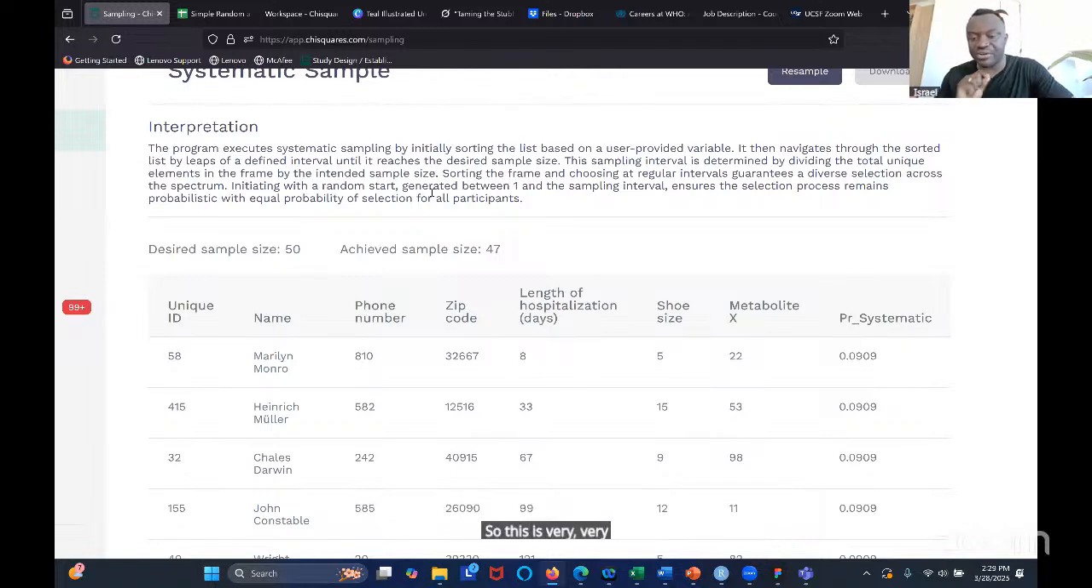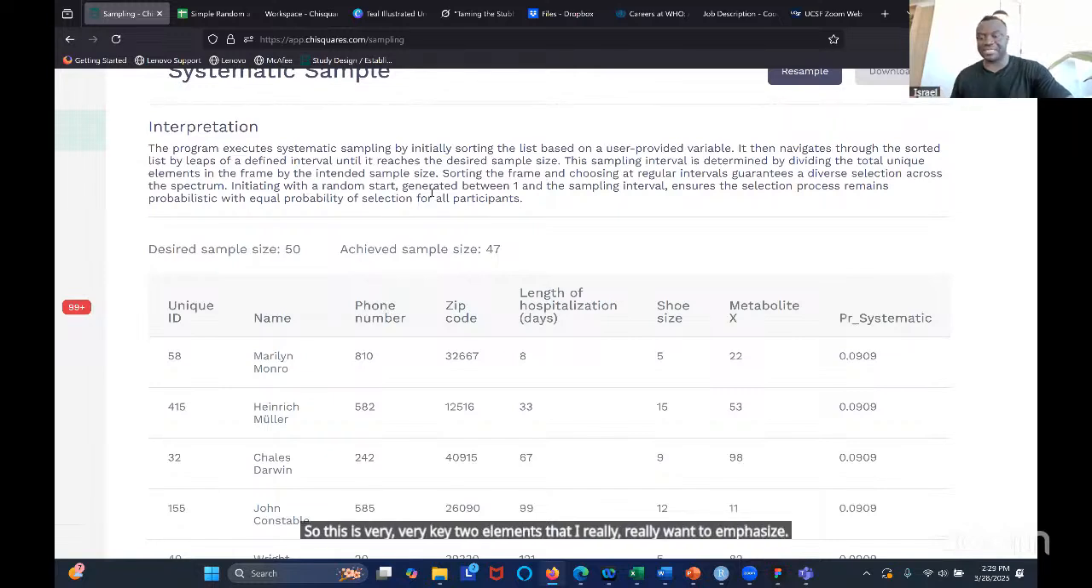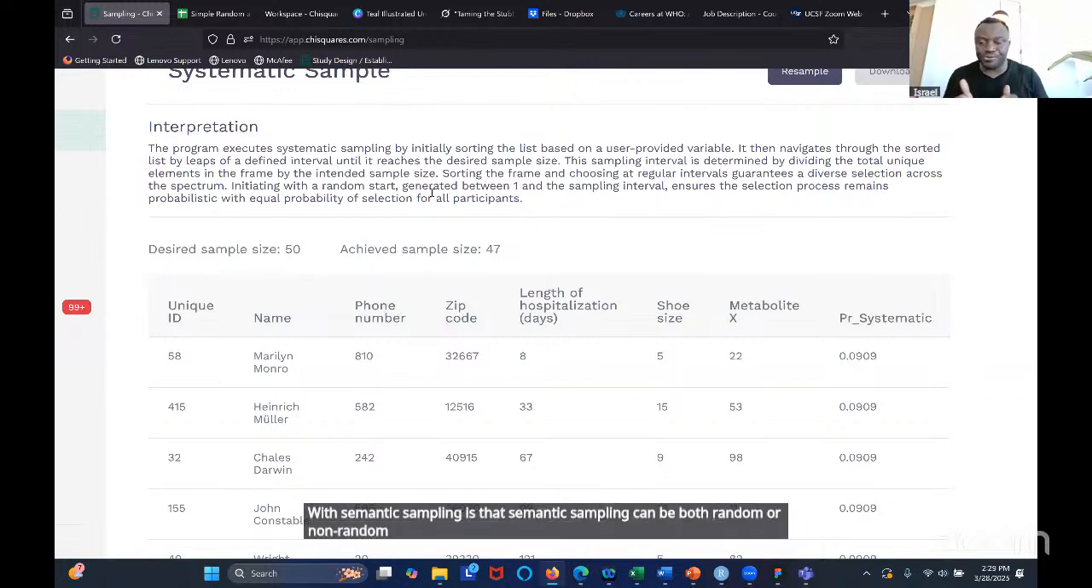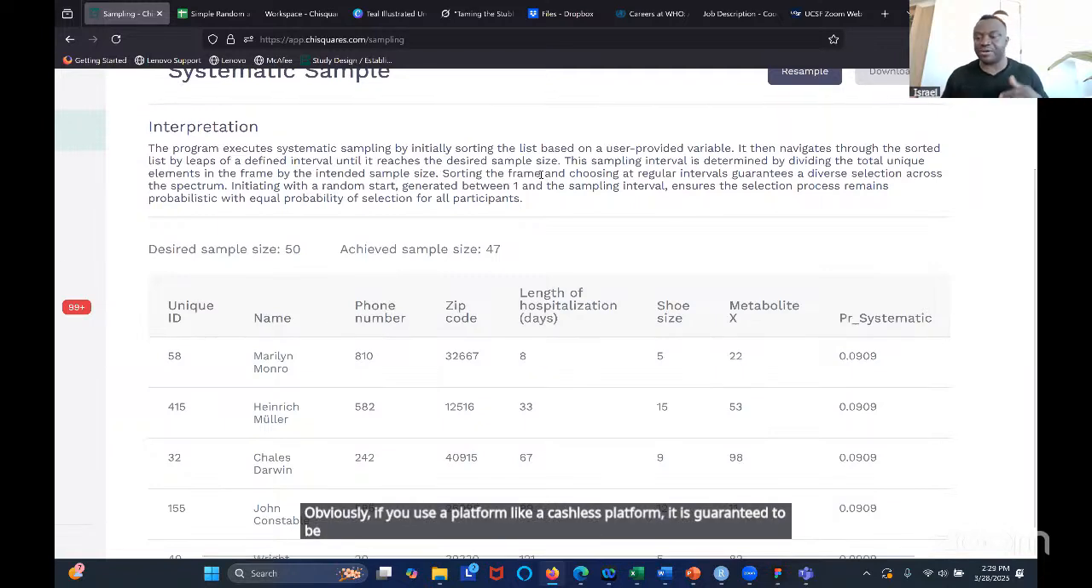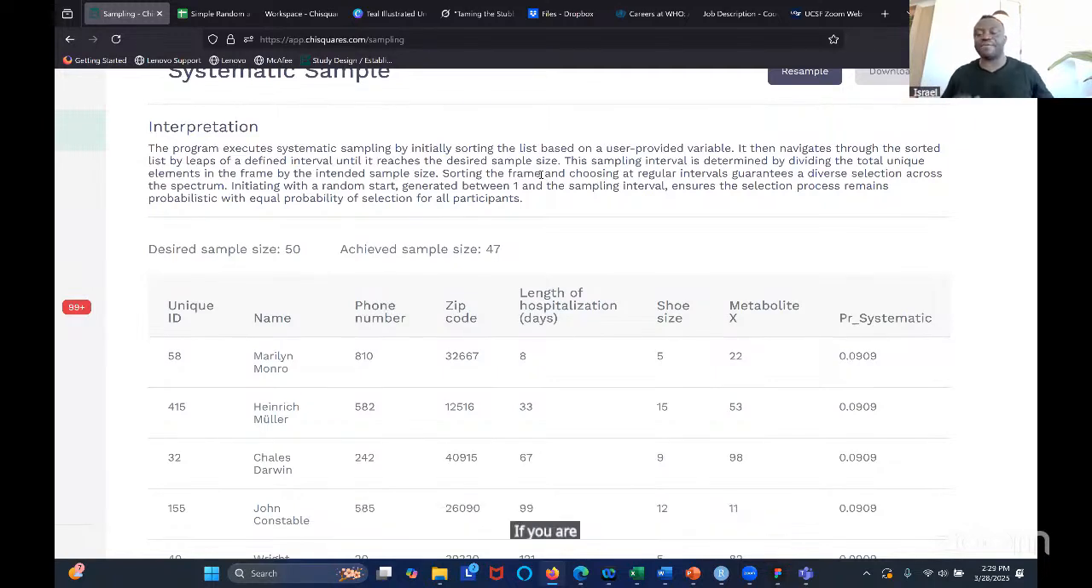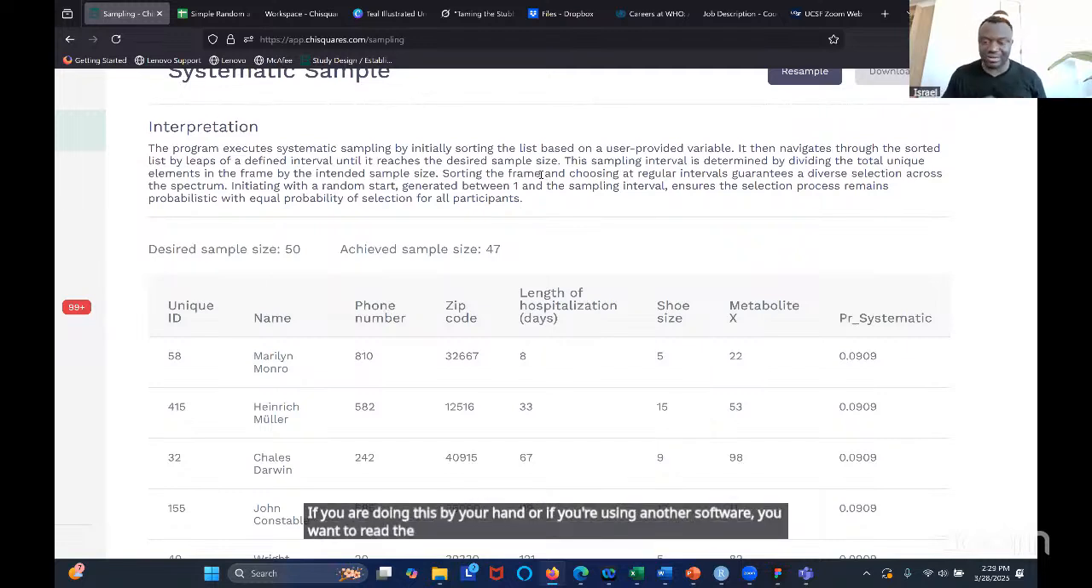Two elements that I really, really want to emphasize with systematic sampling is that systematic sampling can be both random or non-random, depending on how you as the investigator did it. Obviously, if you use a platform like the Chisquares platform, it is guaranteed to be probabilistic because the selection algorithm is one that is built for probability sampling. If you are doing this by hand, or if you're using another software, you want to read the methodology to make sure that they're doing it in a way that is probabilistic, right? But in a nutshell, that is the basics of today.